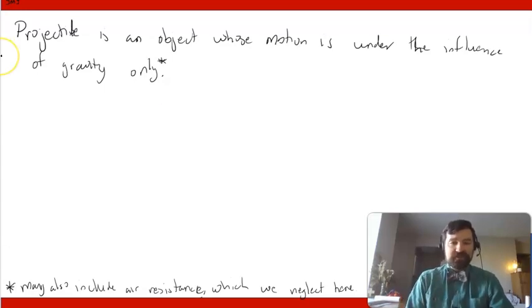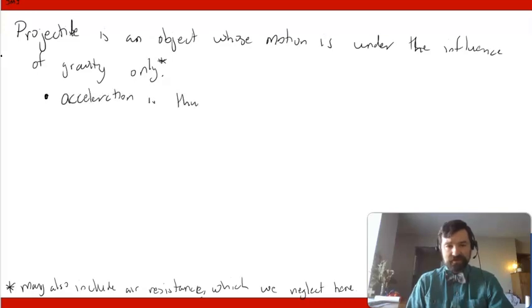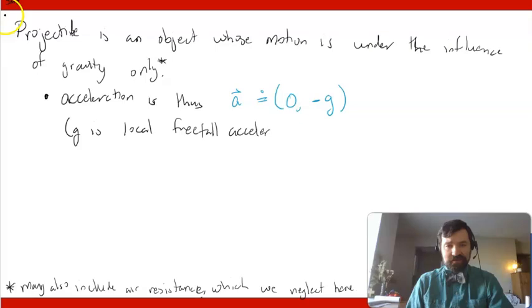So with that caveat aside, what this basically means is that your acceleration is known. So acceleration a in Cartesian would be (0, negative g), where g is the local free fall acceleration. Typically that means that g is about 9.8 meters per second squared. That's on Earth, or near the Earth's surface.